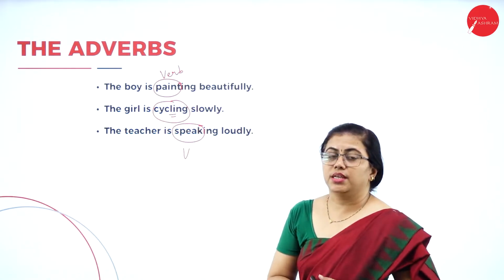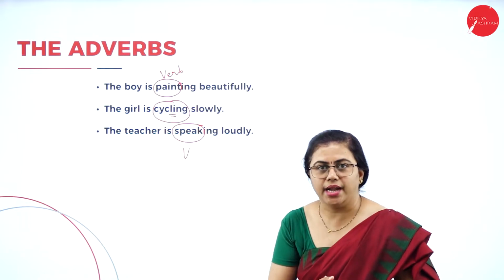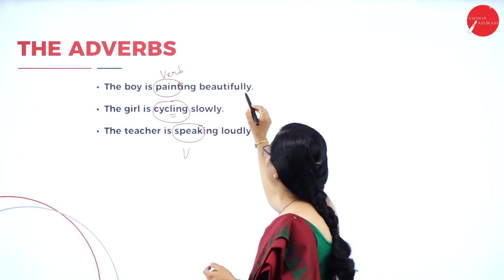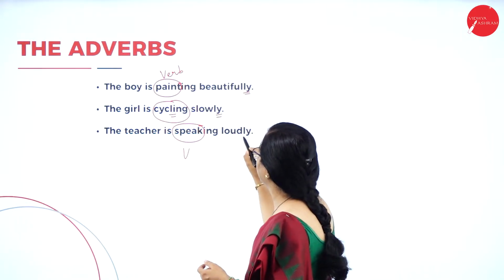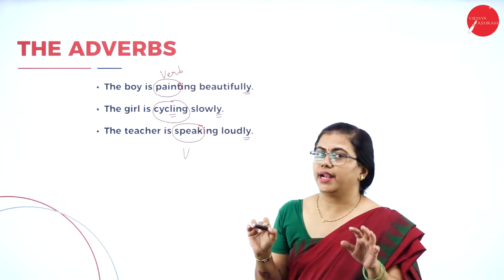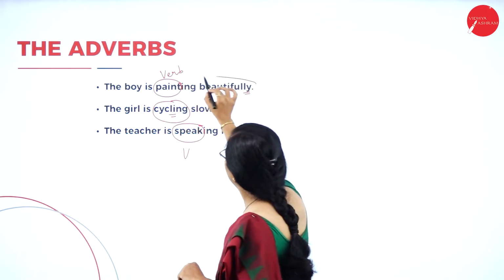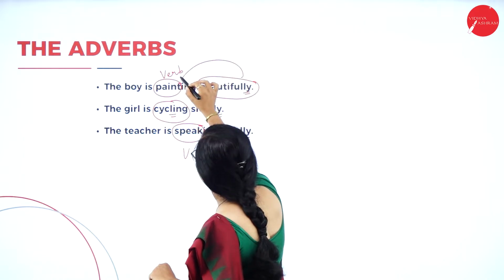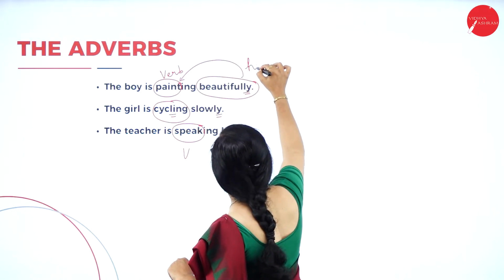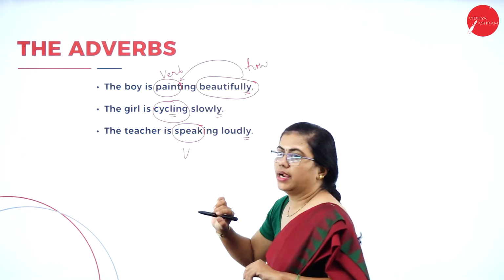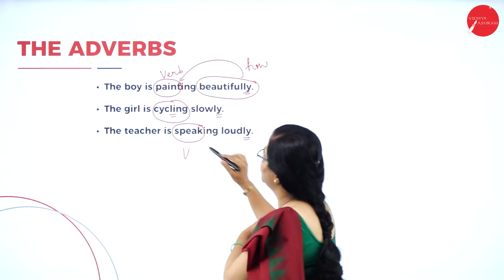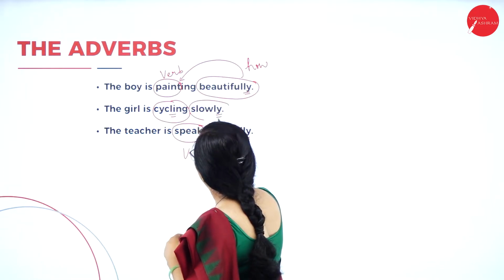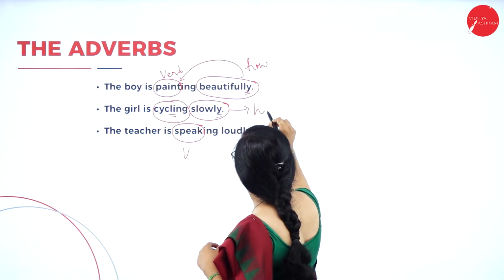Now coming to this, there are a few extra words that are added. Which are those? There are a few words that are ending with ly, and those words are telling us how the verb is taking place. Here also the girl is cycling slowly. How is she cycling?